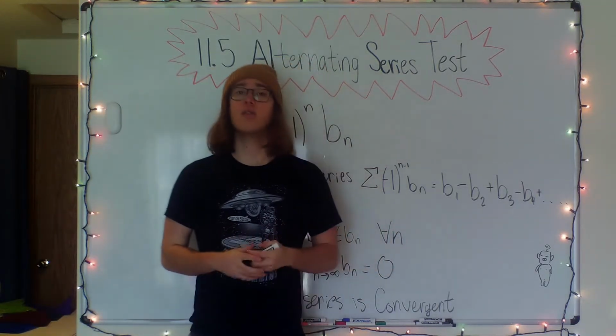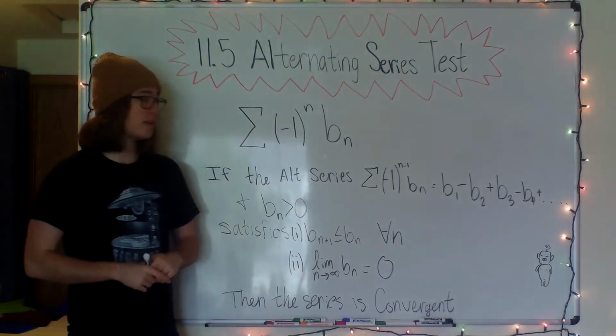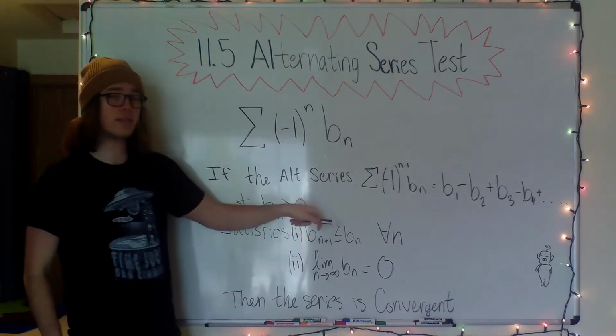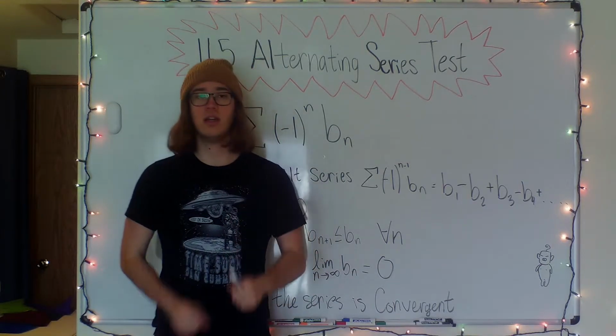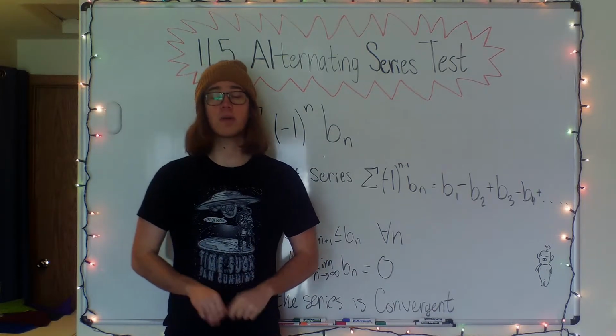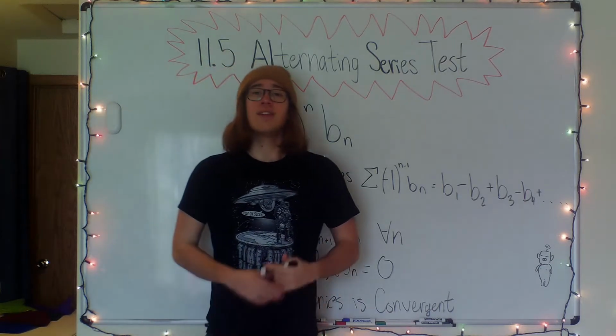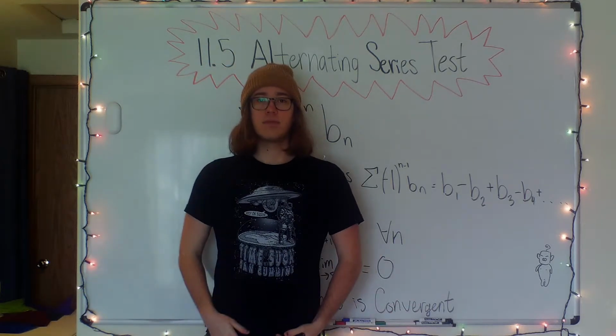So, what do we know? Well, for an alternating series, if we use our test and it satisfies both properties, it's convergent. If it only satisfies one property, it's divergent. If it satisfies no properties, it's divergent. Now we can get into an example.